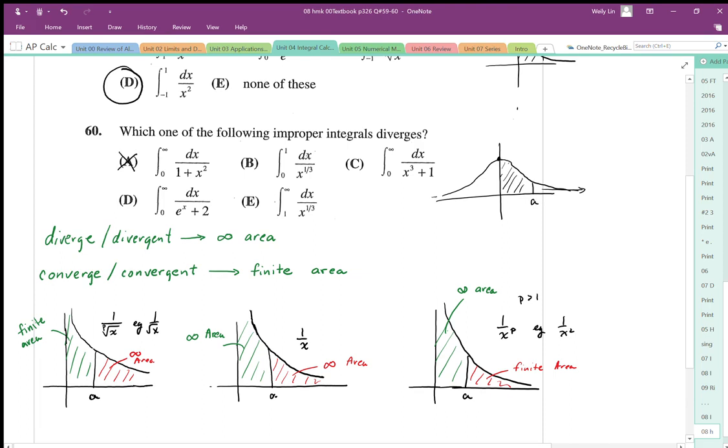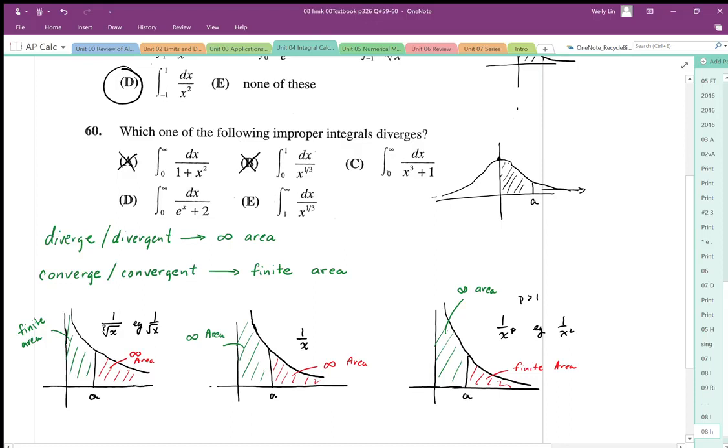Looking at 1 over the cube root of x, between 0 and 1, we know that it's going to be this situation over here where we have a root function in the denominator, and the area is against the vertical asymptote, and that's going to be finite area, so that is convergent.